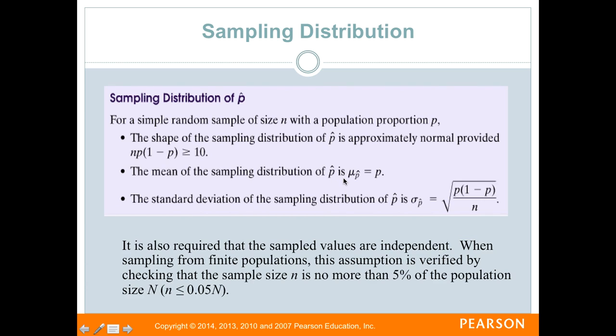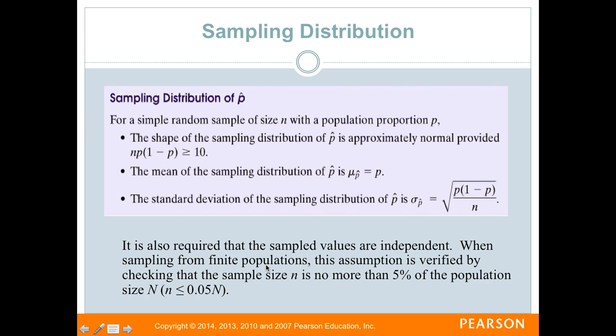Now, the mean of the sampling distribution of p hat is just estimated as p, the population proportion. And in order to find the standard deviation, you take p times 1 minus p over n, and you take the square root of the whole thing. Okay, so that would be your formula for that. Pretty basic little calculation there.